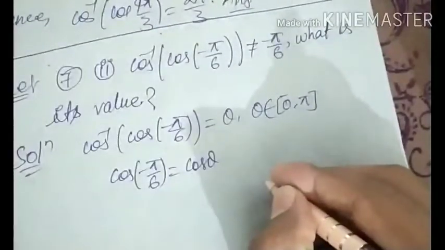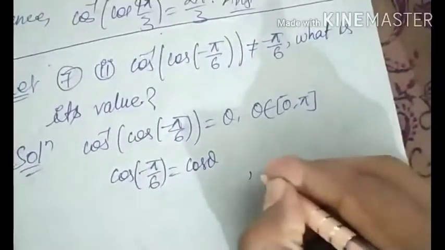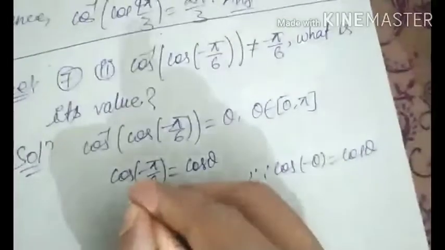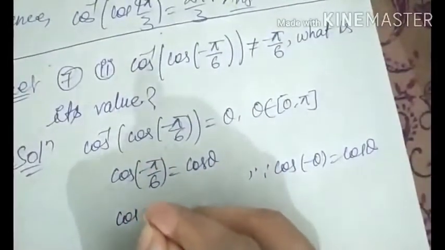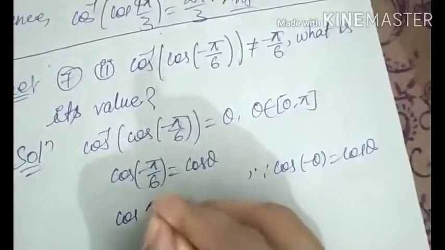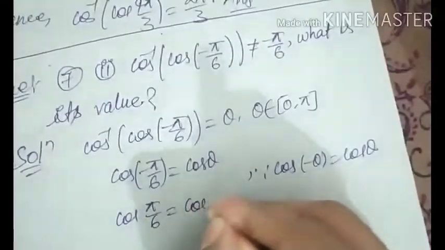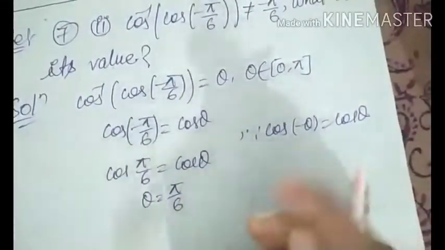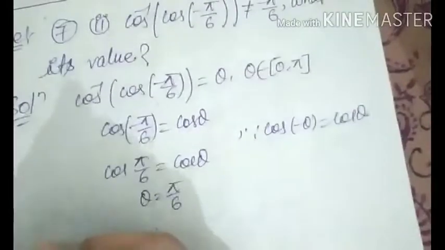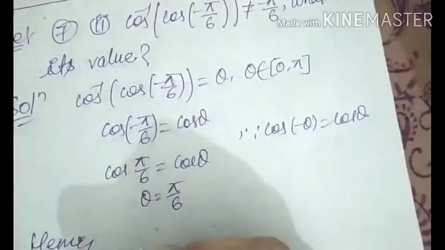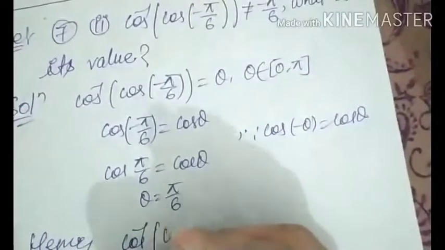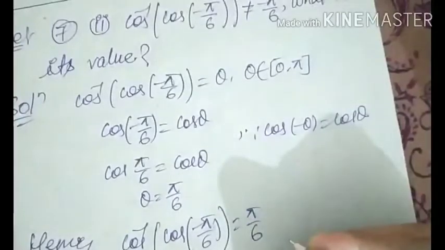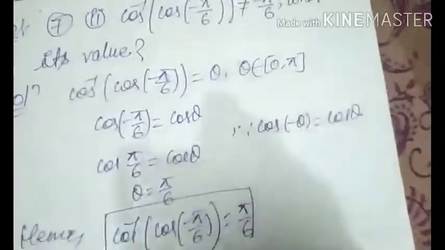Since cos of minus theta is equals to cos theta, we can write here cos of minus pi by 6 is equals to cos of pi by 6 is equals to cos theta. Comparing both sides, we will get theta is equals to pi by 6. Hence the value of cos inverse cos minus pi by 6 is equals to pi by 6. This is our final answer.